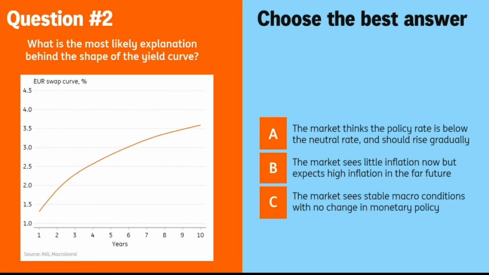A, the market thinks the policy rate is below the neutral rate and should rise gradually. B, the market sees little inflation now, but expects high inflation in the far future. Or C, the market sees stable macro conditions with no change in monetary policy. And Luke, what do we have as the answers? Bit of a mix, 39% A, 41% B, 20% C.